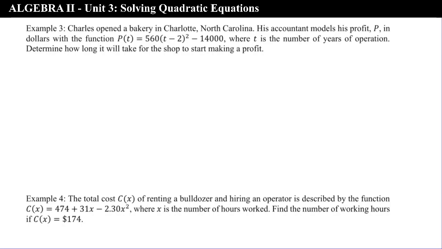All right, for the next example, we have Charles opening a bakery in Charlotte, North Carolina. His accountant models his profit P in dollars with the function P of T equals 560 times (T minus 2) quantity squared minus 14,000, where T is the number of years of operation. Determine how long it will take for the shop to start making a profit.